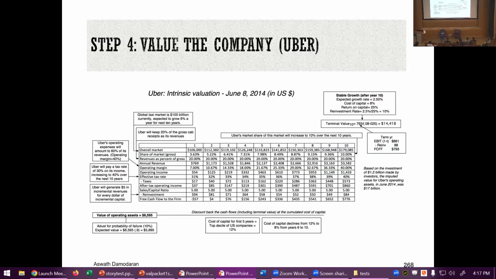Why is the reinvestment so low? Because they don't own the cars. Why is my cost of capital so high? Because they're a risky company. Every number has a story backing it. And based on my numbers, the value that I got for Uber was about 6 billion.